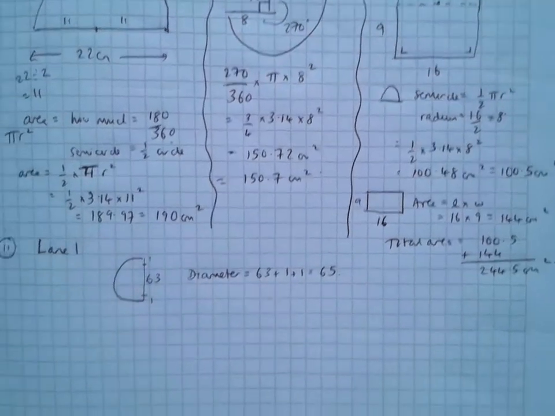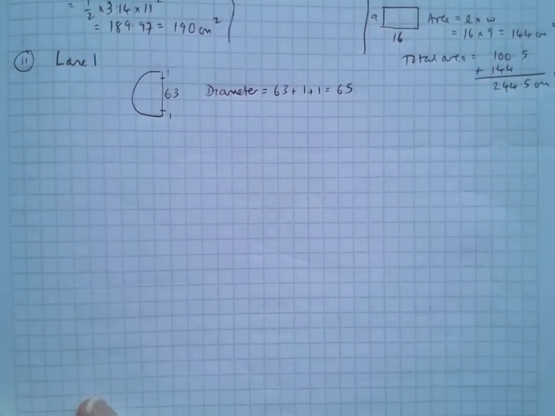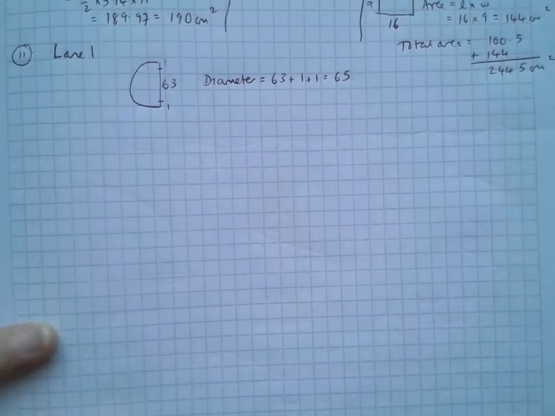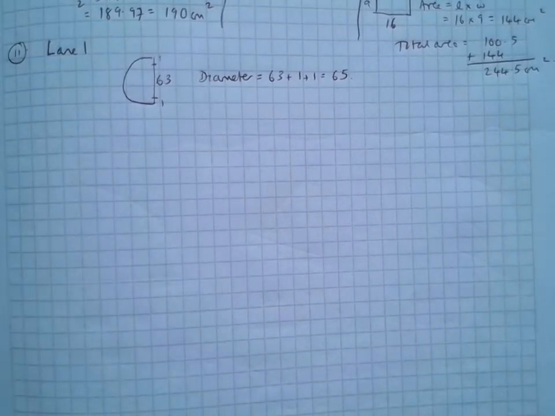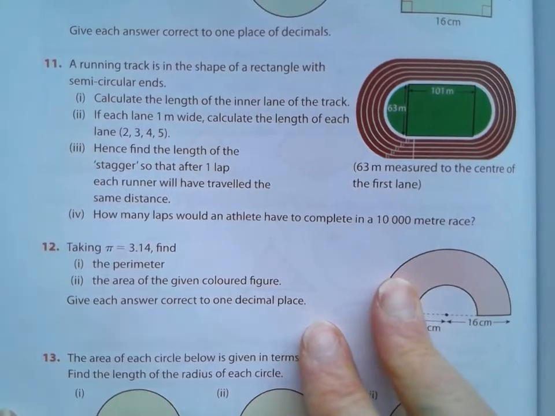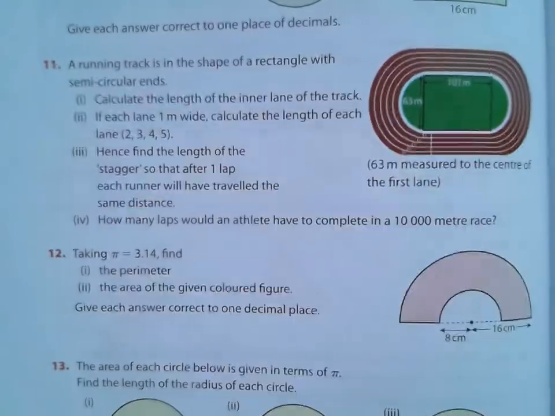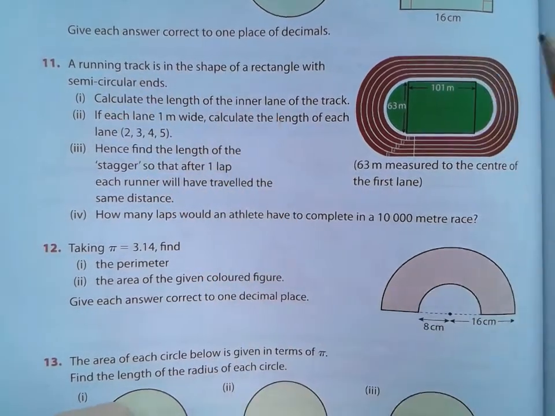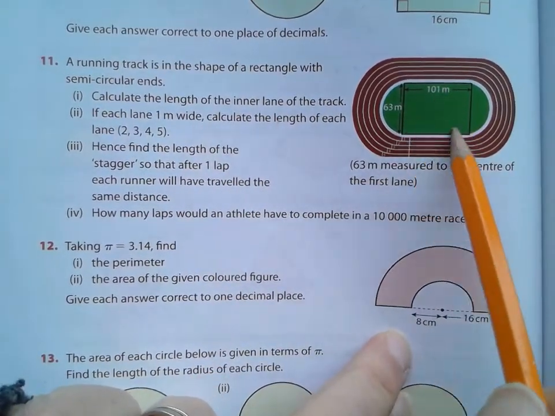Okay, this question here now is very challenging, I think, but what's challenging about it is just trying to understand what they're saying. So let's just quickly take an image of it and talk about it, and then we'll talk through how we'd solve it. So you've got a running track. A running track's in the shape of a rectangle. Here's the rectangle with semicircular ends.